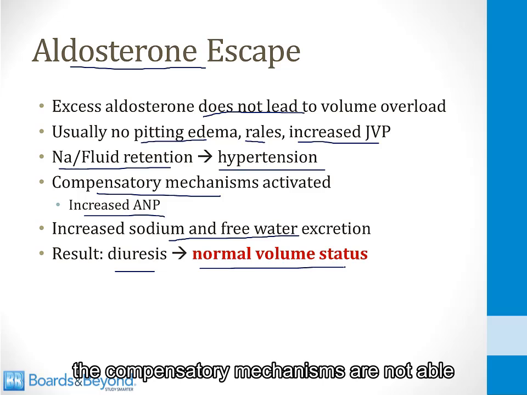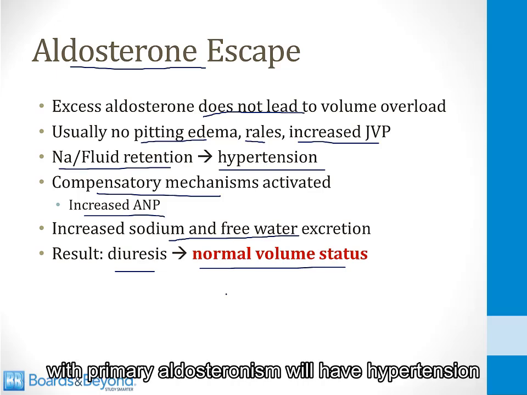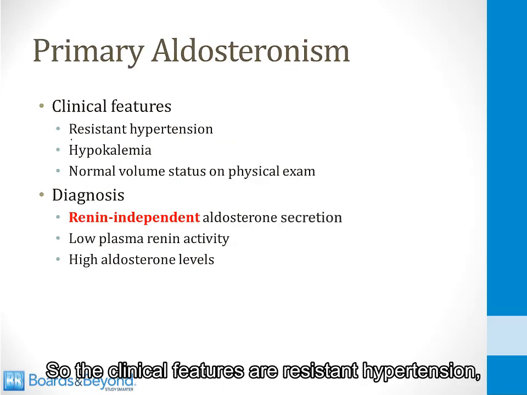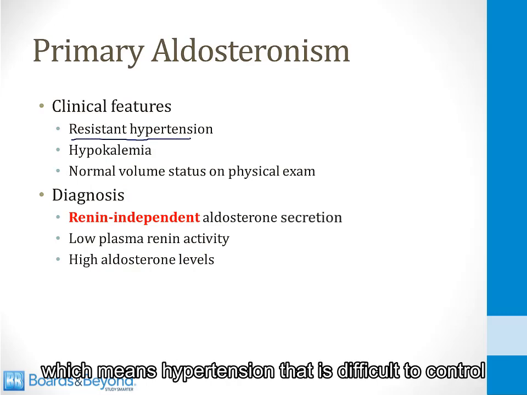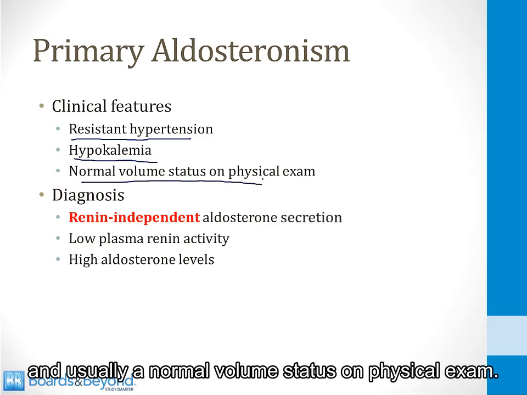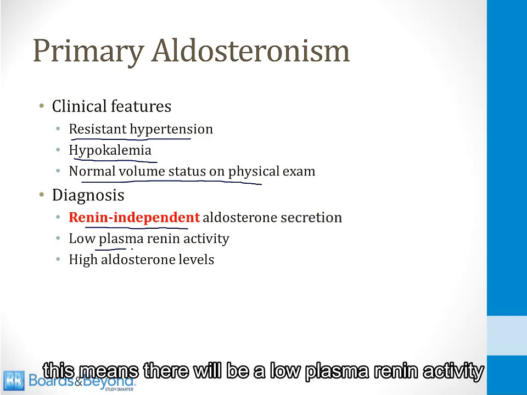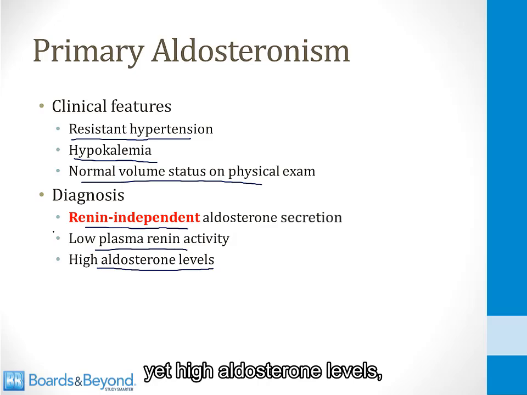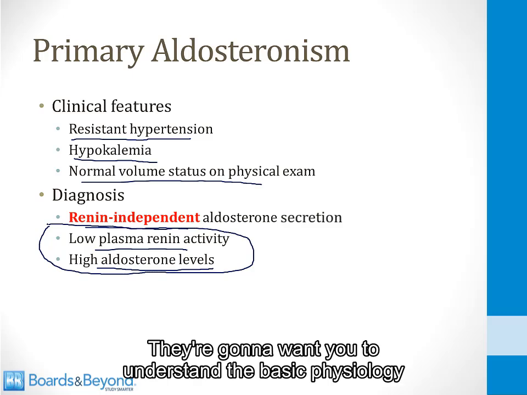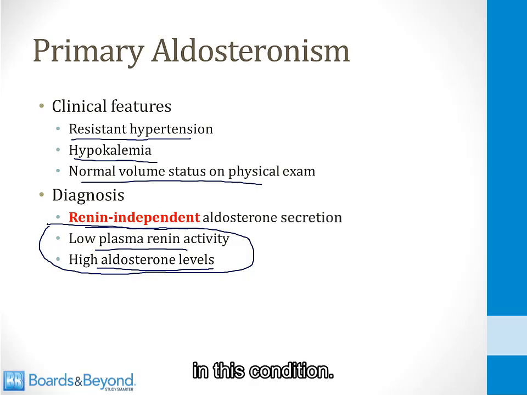However, the compensatory mechanisms are not able to bring the blood pressure back down to normal. What this means is that patients with primary aldosteronism will have hypertension in absence of signs of volume overload on physical exam. So the clinical features are resistant hypertension, which means hypertension that is difficult to control with medications, also hypokalemia, and usually a normal volume status on physical exam. The diagnosis requires proof that there is renin-independent aldosterone secretion. This means there will be a low plasma renin activity, yet high aldosterone levels. And these are the most important things for you to know for step 1 of your boards. They're going to want you to understand the basic physiology of the renin-angiotensin system, and they're going to want you to know that the renin level is low, yet aldosterone is high in this condition.